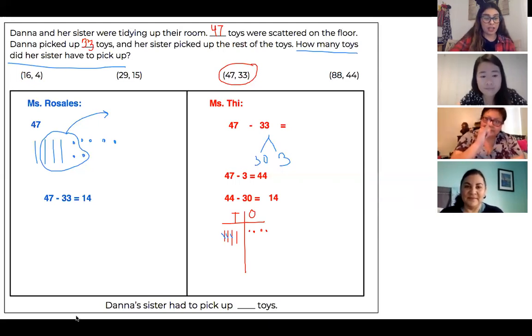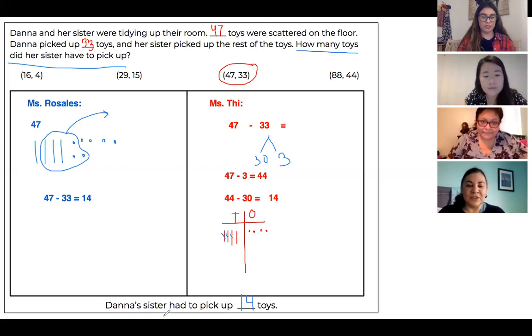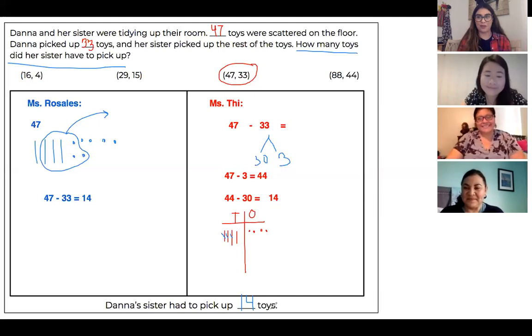So let's look at the sentence on the bottom, and we are going to read the sentence with the correct answer. I'm going to have my friend, Miss Hernandez, can you read the sentence with the answer on the bottom? Sure. It says Donna's sister had to pick up 14 toys. Beautiful. So now we know Donna picked up the 33 toys, and that was great with her. She picked up most of the toys, and her sister picked up 14. So I'm glad that they were able to clean up their mess and put all of their toys away.